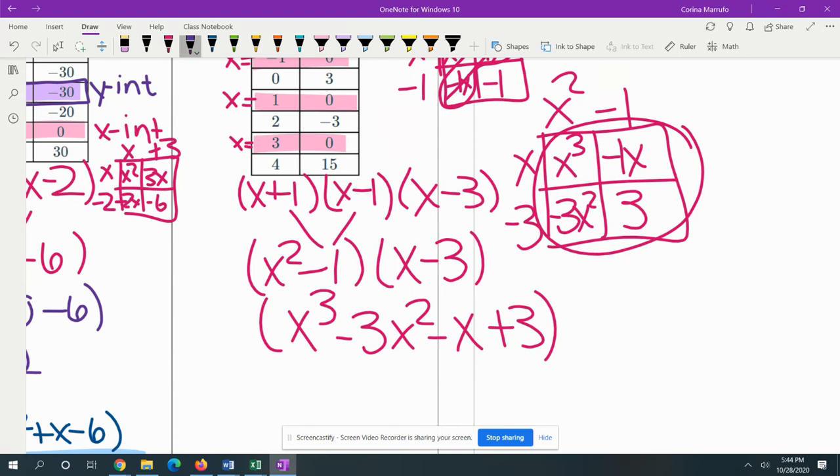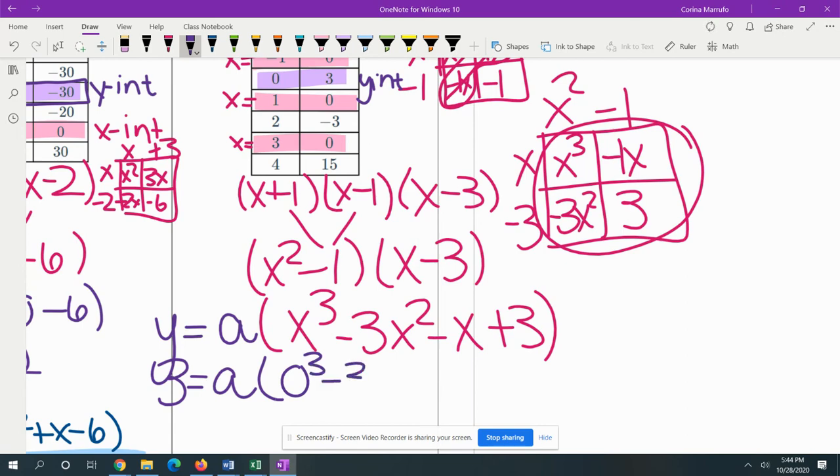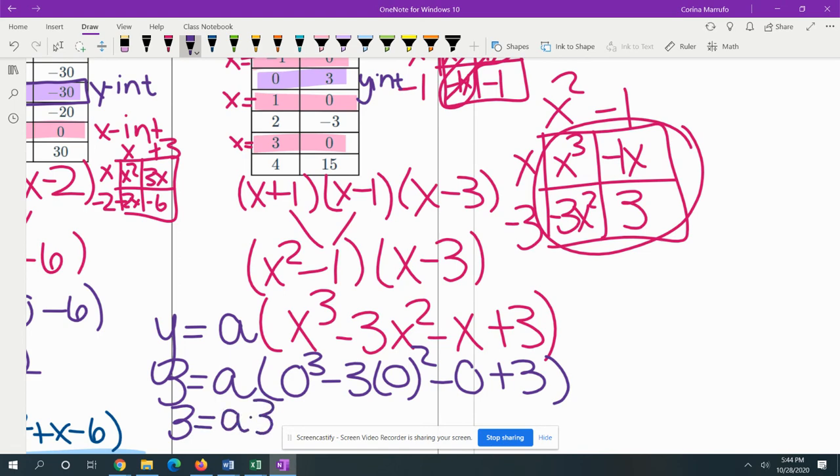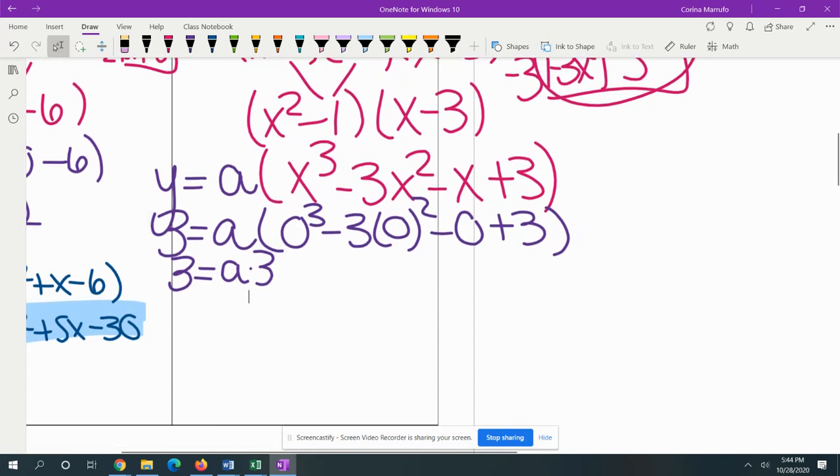Once you are done multiplying, we take whatever y is equal to and plug in the a. I am going to choose the simplest one, which is your y-intercept. When y is equal to 3, your x value is equal to 0. So you plug in 0 instead of x everywhere. We end up getting 3 is equal to a times 3. Then when we solve for a, we divide both sides by 3. This cancels, and we end up getting a is equal to 1.